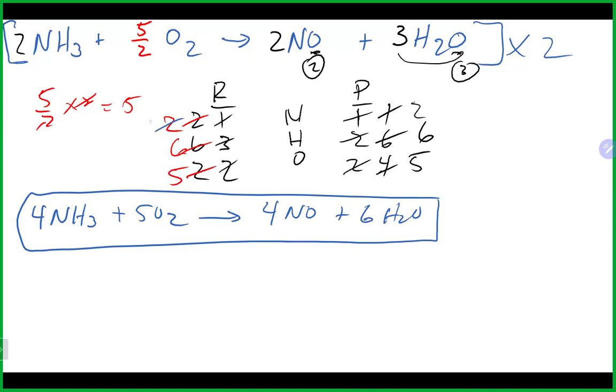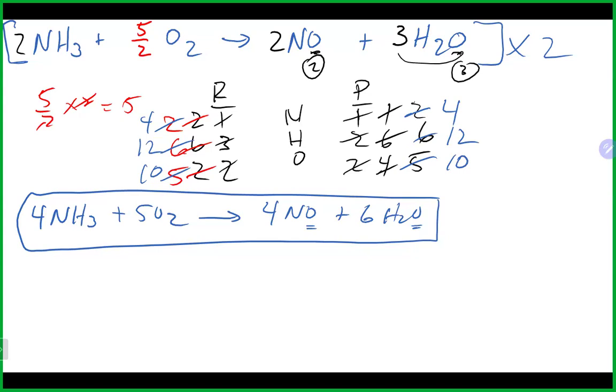So we have 4 nitrogens on the left, 4 on the right. 4 times 3 is 12 hydrogens on the left. 6 times 2 is 12 on the right. And oxygens, 5 times 2 is 10. There's 4 oxygens there, plus 6 more is 10 right there. And we are balanced in this case.